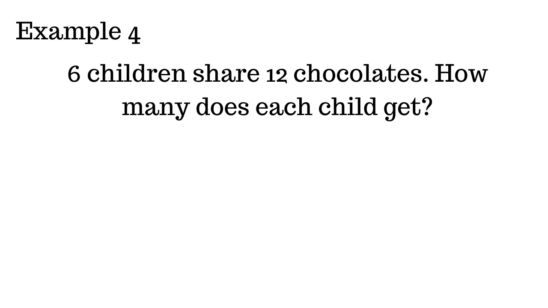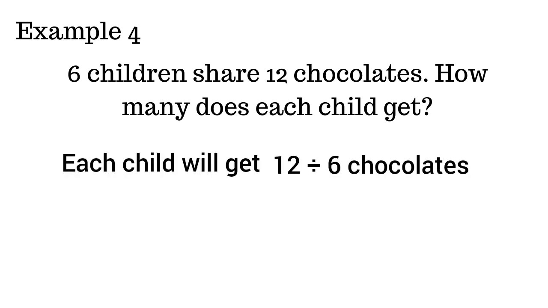How many people are we sharing these 12 chocolates among? We are sharing 12 chocolates among 6 children. So we will have 12 divided by 6, which is equal to 2. It means one child will get 2 chocolates.